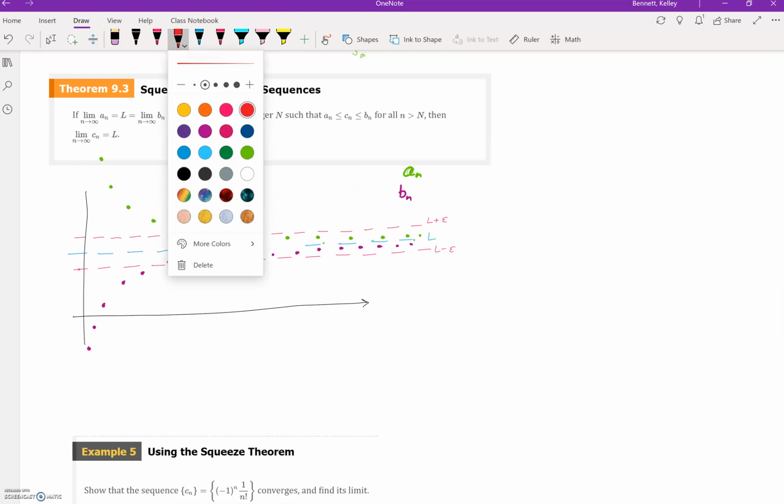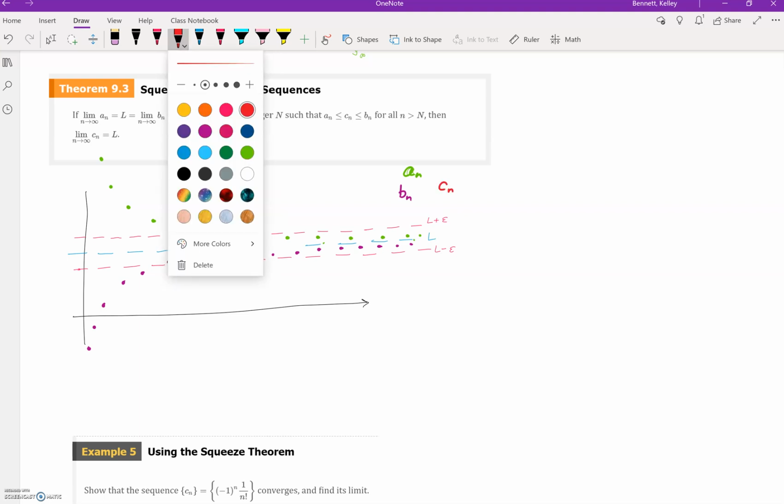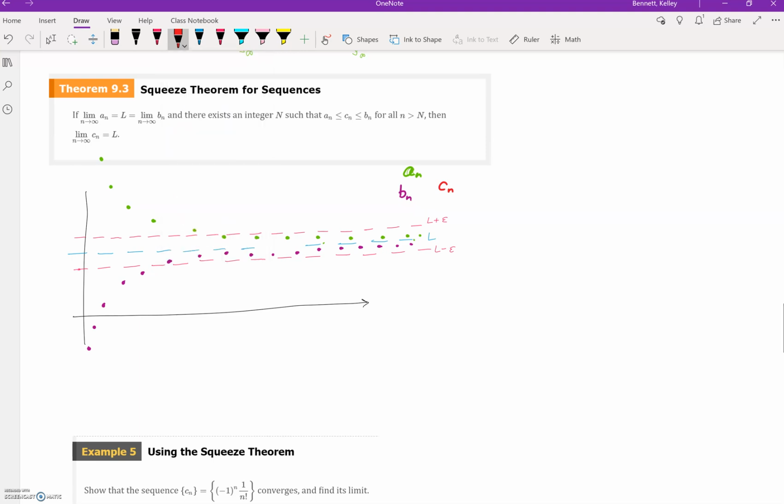So maybe let's say we have a C sub n. This is the sequence in question, and it always stays between A sub n and B sub n. So maybe it's doing something like this. But no matter where you look, past a certain point, of course. Because when it comes to taking limits of a sequence, we don't really care what happens at the beginning. We're only interested at the extreme values.